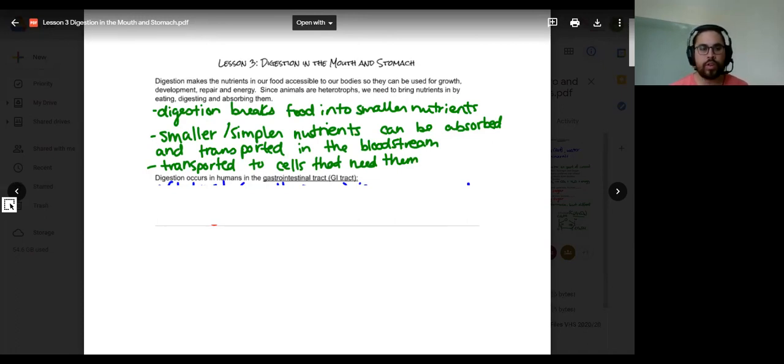No cell is more than two or three cell distances away from a direct source of nutrients, either another cell, the digestive tract, or the bloodstream that transports everything around. So cells have very readily accessible nutrients. They all have access to the grocery store. Imagine you live next door to a grocery store. That's kind of how the cells are when it comes to their access for food and nutrients specifically.